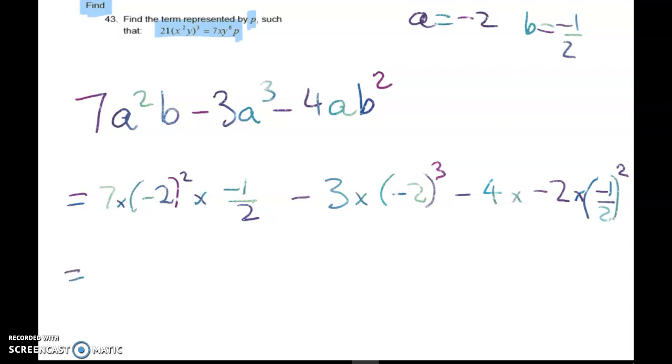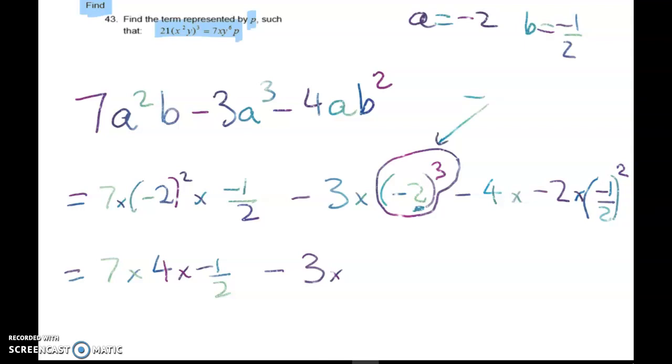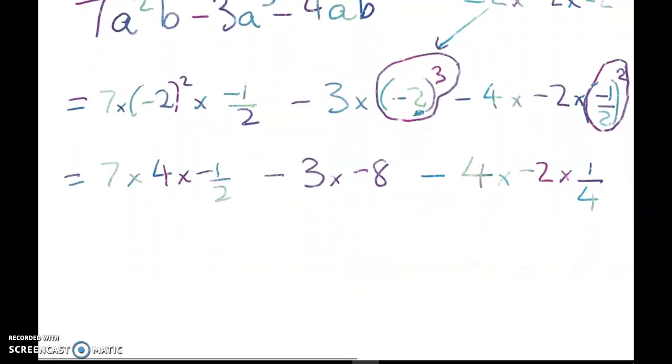Right, let's go through and just work out the bracketed parts next. So we've got 7 times 4 times negative 1/2, take away 3 times, now look at this, negative 2 cubed is a negative times a negative times a negative. So that's going to be a negative, and 2 cubed is 8, right? So in here, this bit here is negative 2 times negative 2 times negative 2. Right? So that gives me negative 8, minus 4 times negative 2 times, now this thing here, negative 1/2 squared is positive 1/4. And this is what your working needs to look like, right?